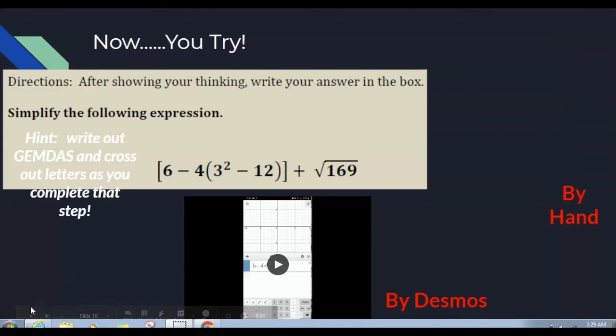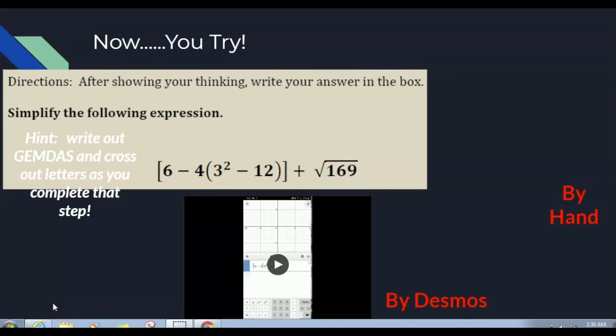Now that we looked at some model examples, it's time for you to try one on your own. Notice the hint on the left side of the screen. Write out GMDOS and cross out the letters as you complete each step. Remember what the instructor said in the video, to work the grouping symbols from the inside out.